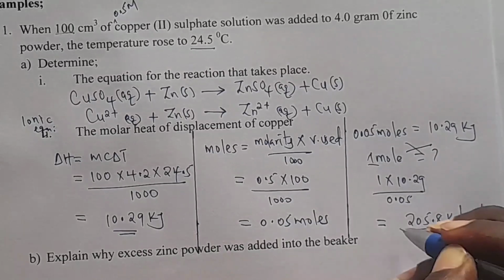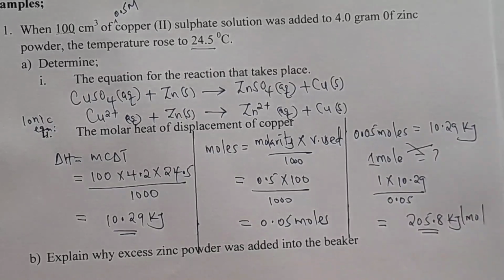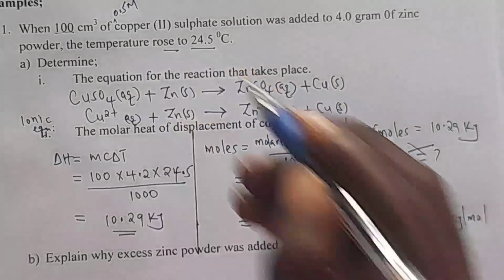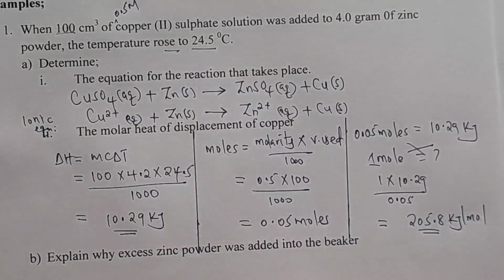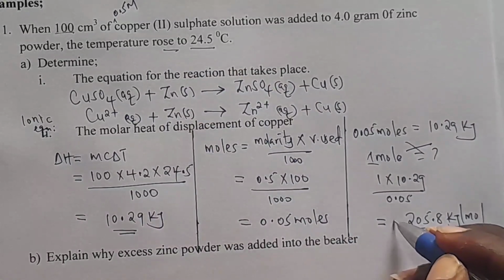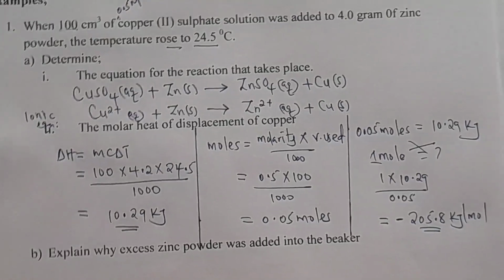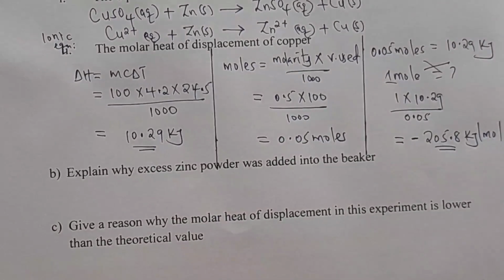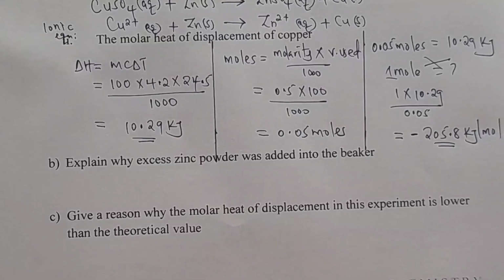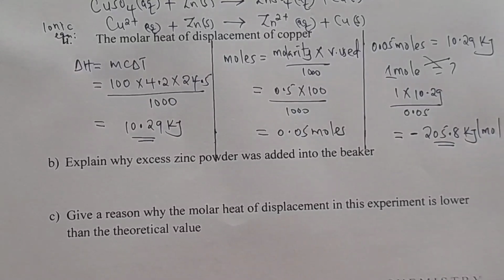Next, let us see the sign that we are going to put in front of the number. That one will be told by the temperature. If you see a rise or rose, that's an exothermic reaction, and we are going to put a negative sign. In case you see the temperature drop, we are going to put a positive sign because that will be an endothermic reaction.